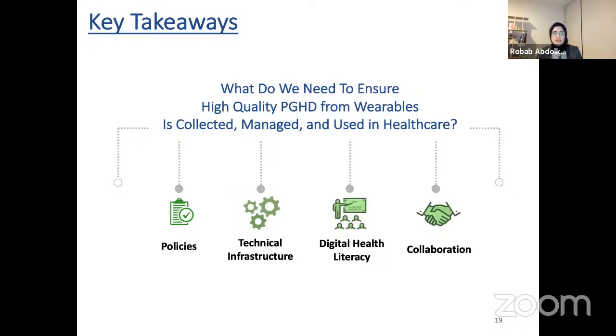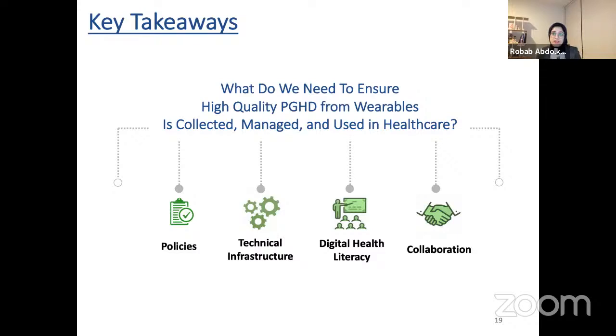So, the key takeaways, what you can take from this presentation. The guideline by itself wouldn't be efficient if none of these four elements exist. While remote monitoring certainly has value to offer the healthcare system, there are multiple obstacles to consider and overcome to get the most benefit out of these technologies.